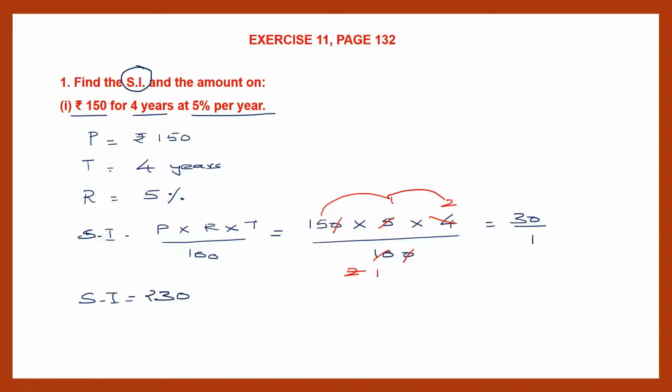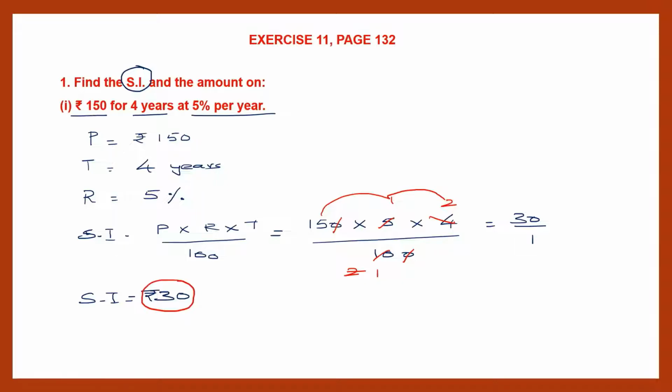The unit for simple interest is rupees. It's the amount, the money, the extra money that you get when you put some money into some deposit. So this is the extra money. So simple interest is 30 rupees.